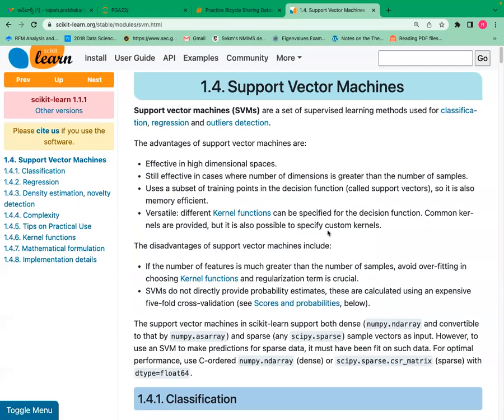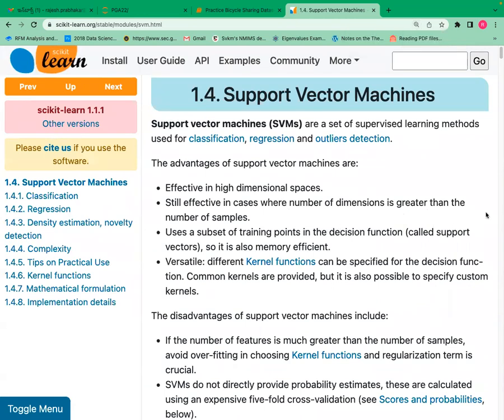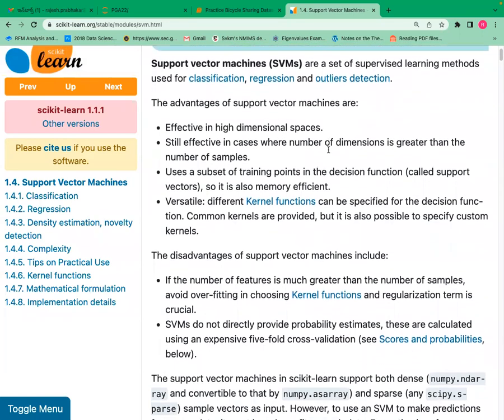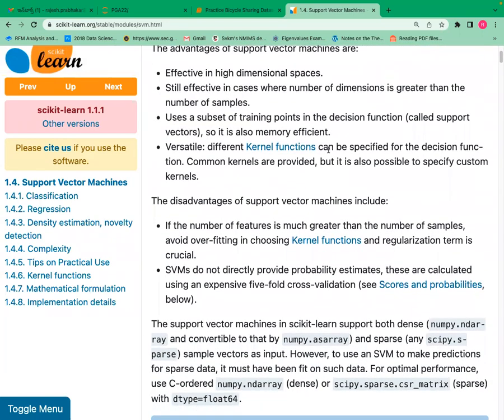So here, support vector machines in Python. They are used for classification, regression, and outlier detection. It's not exactly outlier detection, it is more of anomaly detection. Outlier or anomaly detection we use in fraud detection, and we also use it for web anomalies. Why did the web traffic suddenly increase? Why did it suddenly fall? Whether it is because of any attack or anything like that. That is called outlier detection or anomaly detection. So support vector machines are very effective in high dimensional spaces.